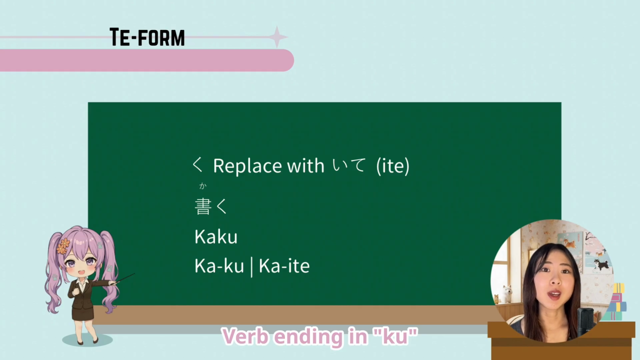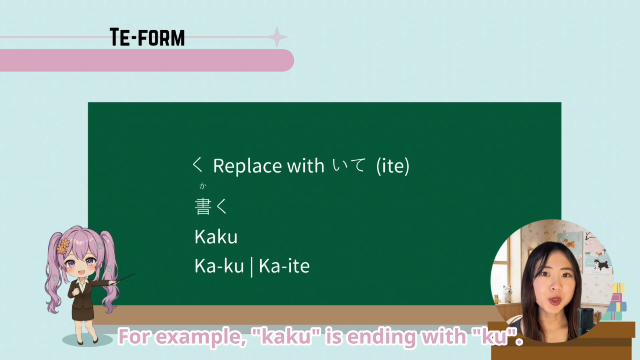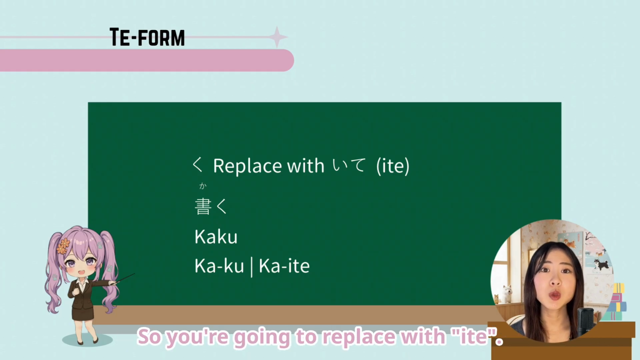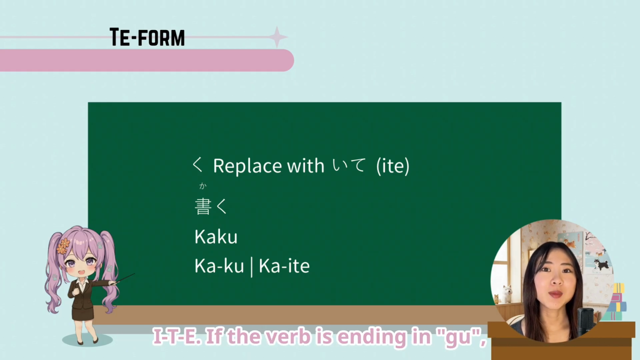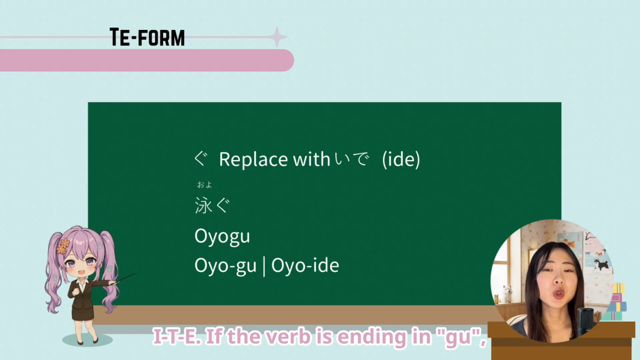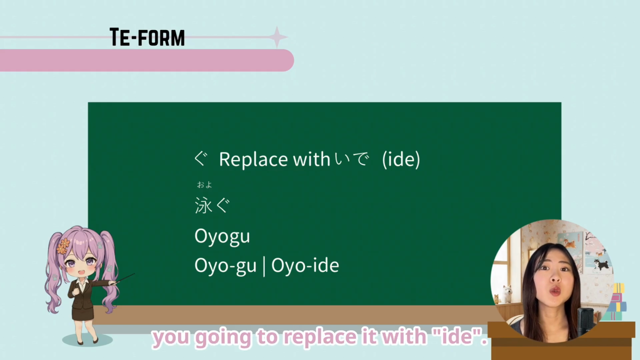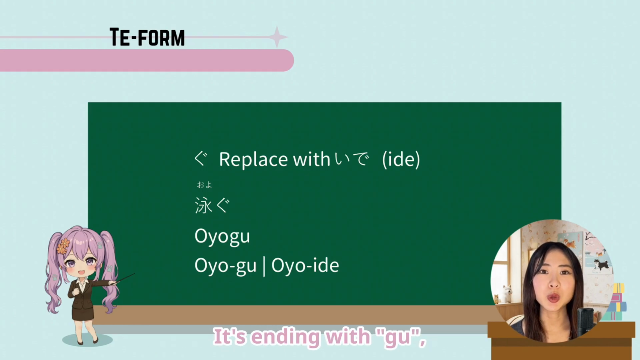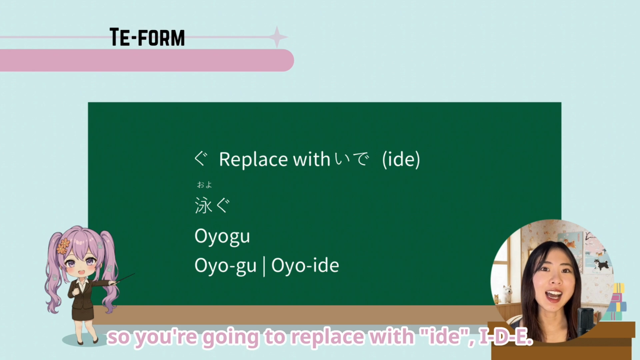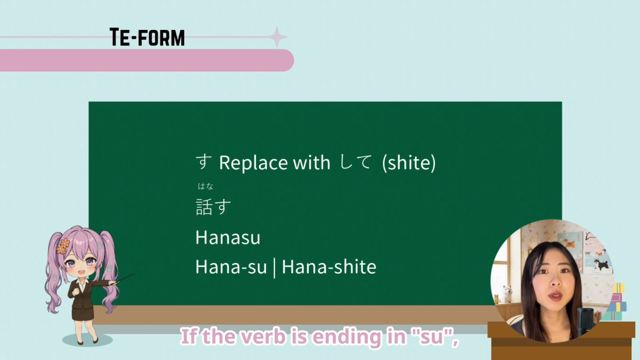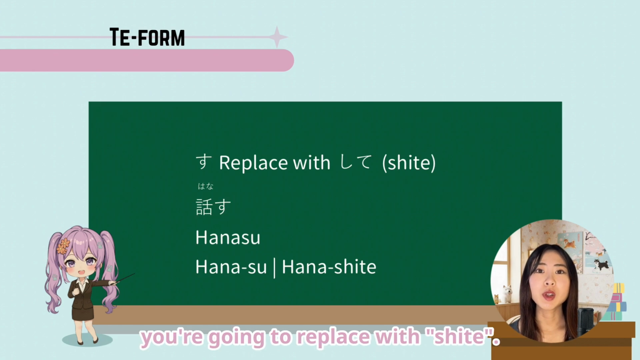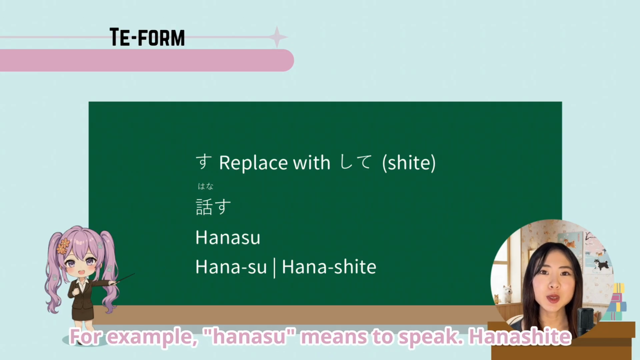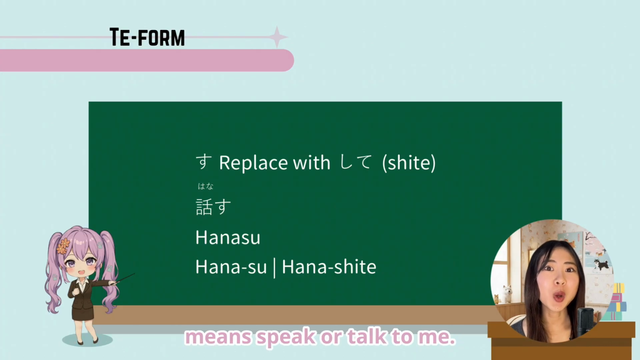Verb ending in ku will be replaced with ite. For example, kaku is ending with ku, so you're gonna replace with ite. If the verb is ending in gu, you're gonna replace it with ide. For example, oyogu means to swim. It's ending with gu, so you're gonna replace with ide. If the verb is ending in su, you're gonna replace with shite. For example, hanasu means to speak. Hanashite means speak or talk to me.